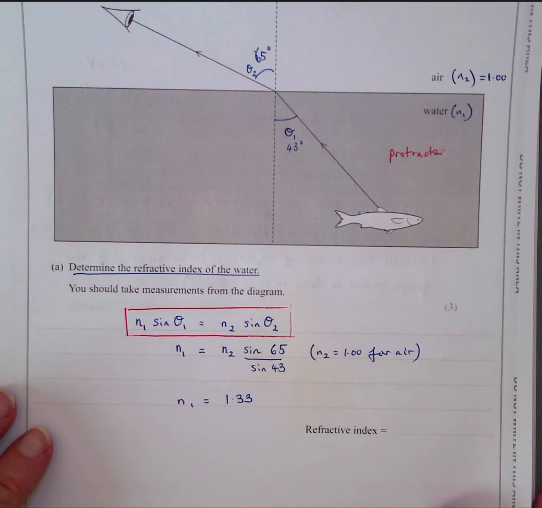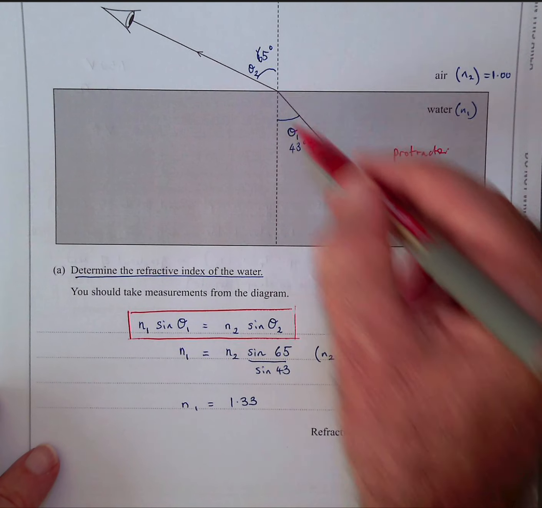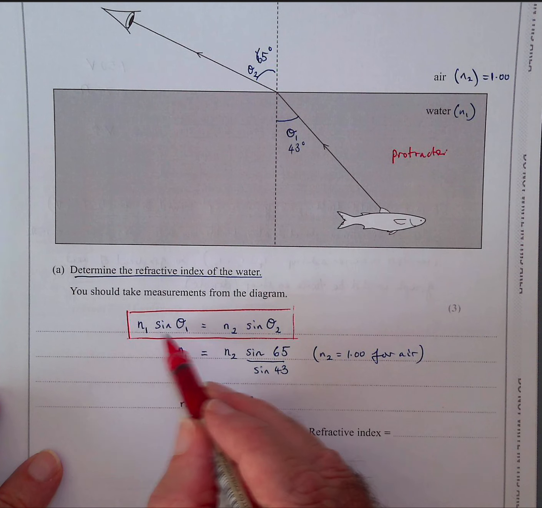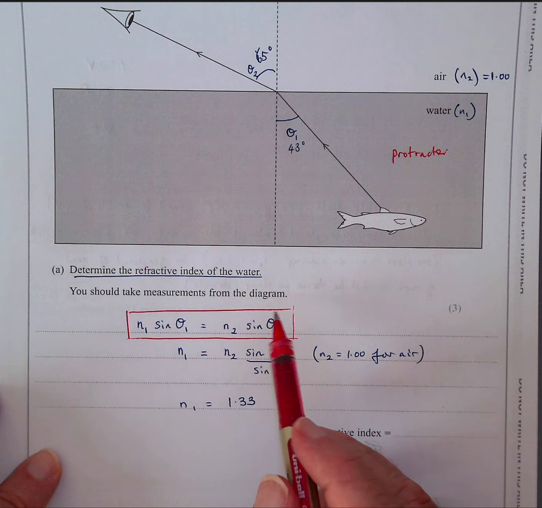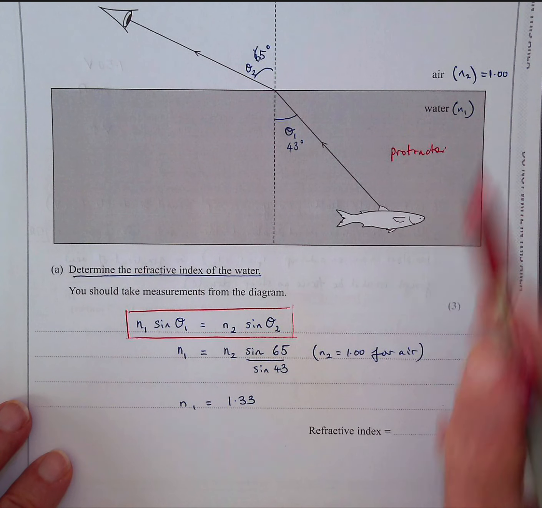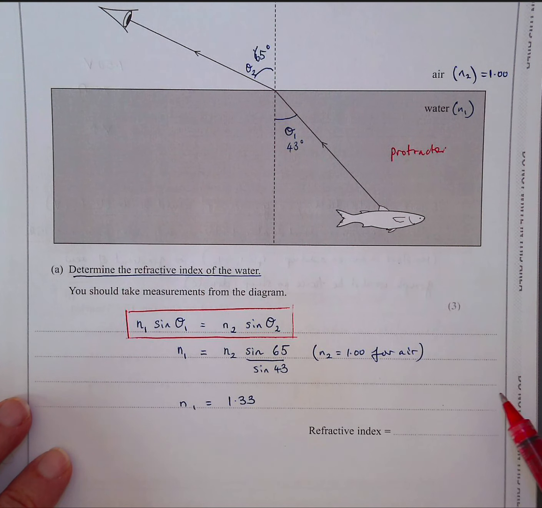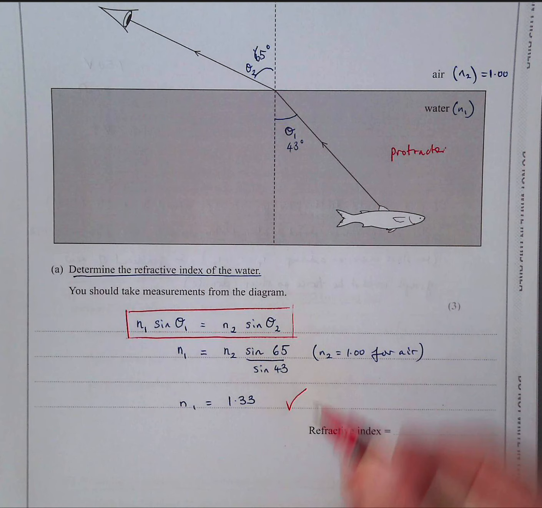Okay, so water is, I put it as N1 because the light's going this way, so N1 is water, sine theta is the angle in the water, N2 is outside the water, which is air. The refractive index for air is 1.00, and you put the values in, you'll get 1.33.